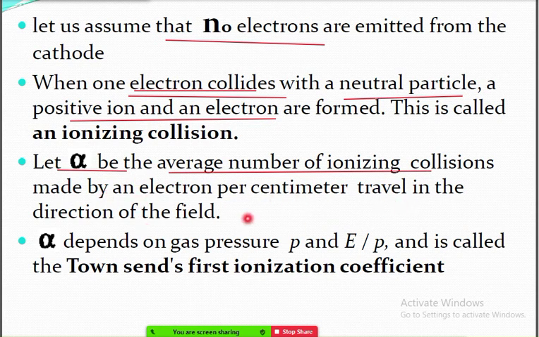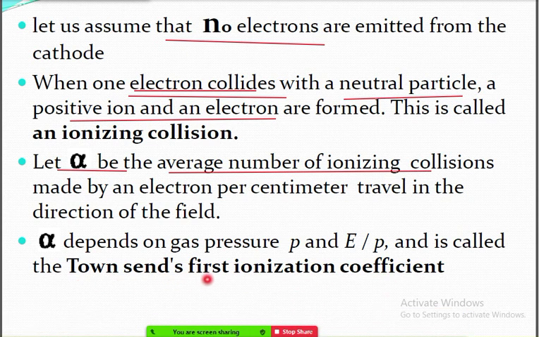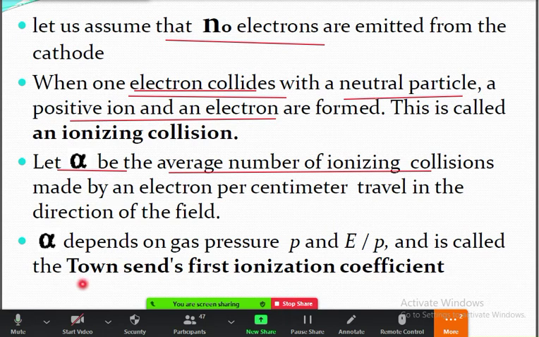So simply you can say alpha is the average number of ionizing collisions made by an electron per centimeter travel. There is a name for alpha: it is called the Townsend's first ionization coefficient. Townsend is a name actually, so there is no space between these two words.